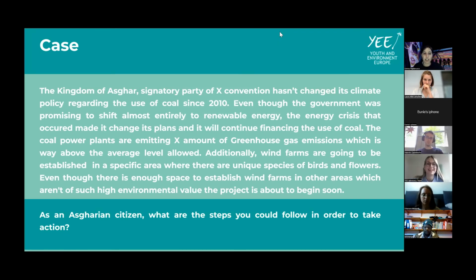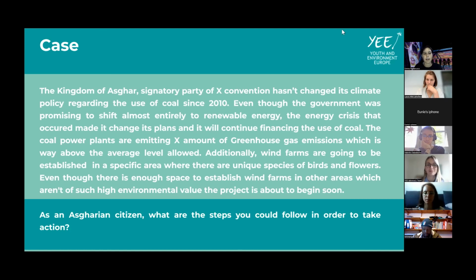The Kingdom of Ashkar, signatory party of a given convention, hasn't changed its climate policy regarding the use of coal since 2010. Even though the government was promising to shift almost entirely to renewable energy, the energy crisis that occurred made it change its plan, and it will continue to finance the use of coal. The coal power plants are emitting a certain amount of greenhouse gas emissions, which is way above the average level allowed. Additionally, wind farms are going to be established in a specific area where there are unique species of birds and flowers. Even though there is enough space to establish wind farms in other areas which aren't of such high environmental value, the project is about to begin soon. So this is the scenario.